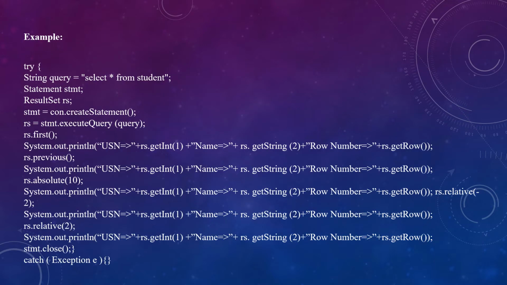For example, try catch exception, String query is equal to select star from student. Then prepared statement, and to execute the query we create a result set rs, and to print USN, name, row number, getRow and getString. Then statement close, catch exception.